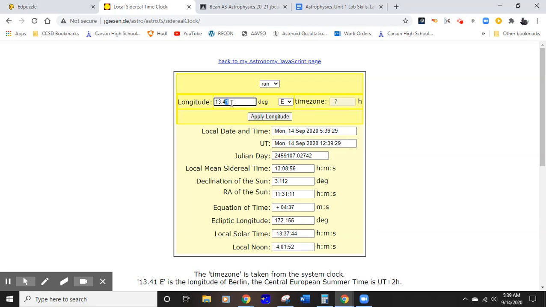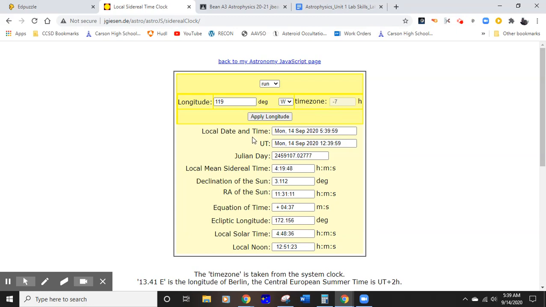So we need to know up here, we're 109. Let me go up here and backspace that. Just put in 119 degrees west. Okay, apply longitude. And as you can see here, we are minus 7 hours away from the prime meridian, or from universal time. That's because we have daylight savings time right now. When we fall back to standard time, we'll be minus 8.